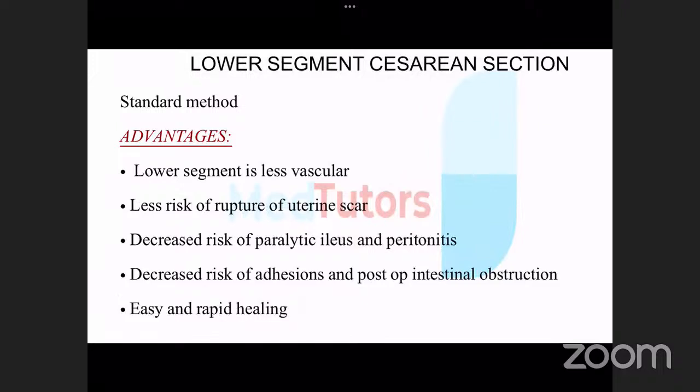What are the advantages of lower segment cesarean section? The lower segment is less vascular, so there's less bleeding and less risk of future rupture of the uterine scar. Because of the less bleeding, there's a decreased risk of paralytic ileus and peritonitis. And because it's in the lower segment, there's also less risk of adhesions and post-operative intestinal obstruction. And of course, because it is along the lines of the muscle fibers, there's easy and rapid healing of the uterine wound. Next slide.